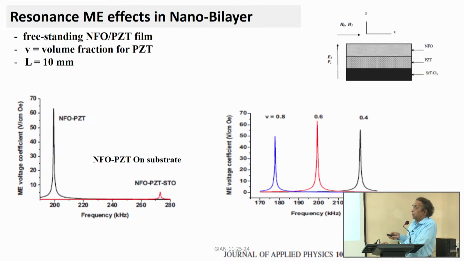Once again, these are assumed values of bulk parameters, and for a nano bilayer, truly speaking, there is no way that you are going to get this kind of values in volts per centimeter oersted. It will be much lower because any nano material will have parameters much lower than bulk ones. So the parameters here are the magnetostriction, the piezomagnetic coefficient, and the piezoelectric coefficient. All of them will be smaller for nano stuff.